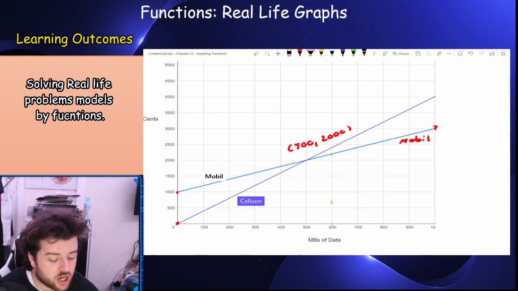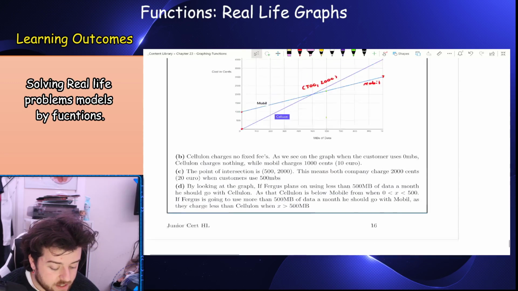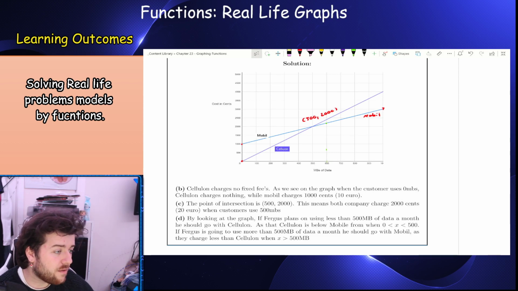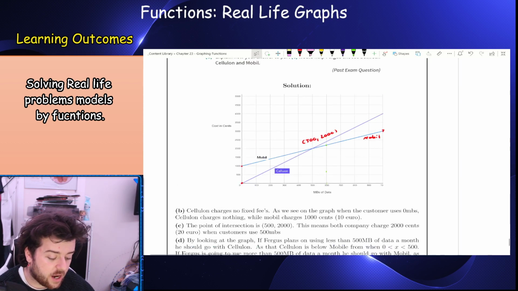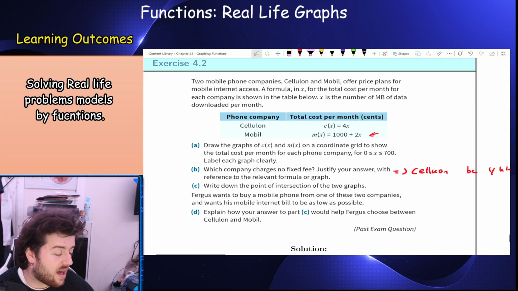So that's a question you're going to have to interpret and answer yourself. So if Fergus was using less than 500, Cellulon. If he uses more than 500, you're better off going with Mobile. And that's an example of two kinds of exam questions you would be asked on real life applications of a graph.